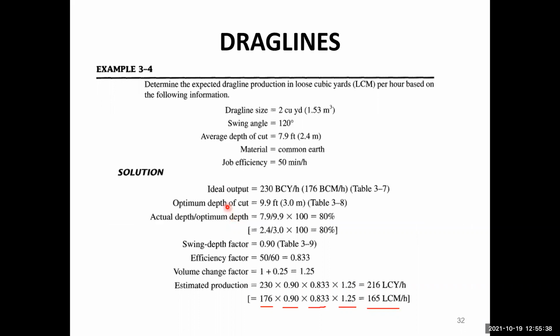So here we can do some example. Determine the expected dragline production in loose cubic meters per hour based on the following information. The dragline size is 1.53 cubic meter, swing angle is 120 degrees, average depth of cut is 2.4 meter, material is common earth, and job efficiency is 50 minutes per hour. So the ideal output from table 3-7 will be 176 bank cubic meter. Okay, so let's see the ideal output.